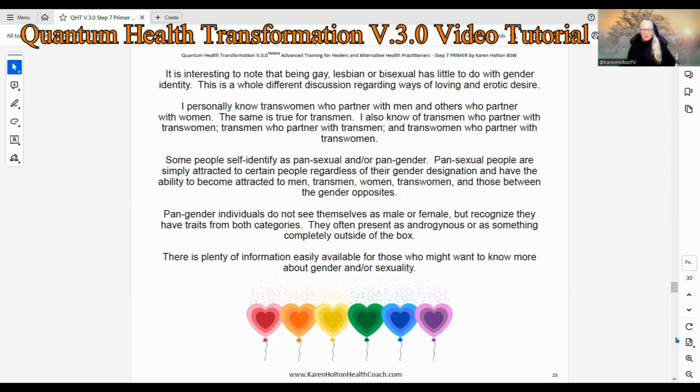Pangender individuals do not see themselves as male or female, but recognize they have traits from both categories. They often present as androgynous or as something completely outside of the box. There's plenty of information easily available for those who might want to know more about gender and/or sexuality.